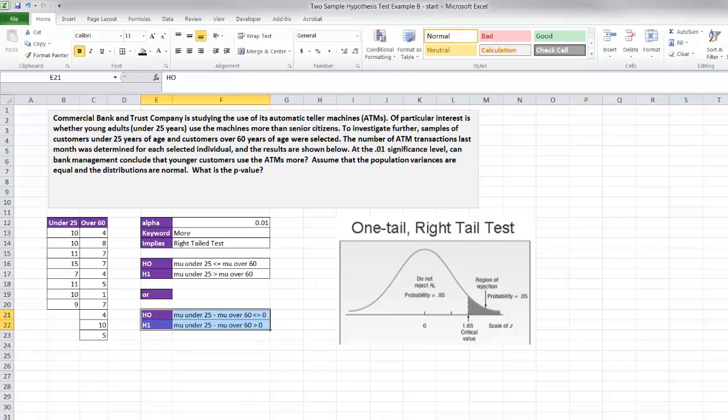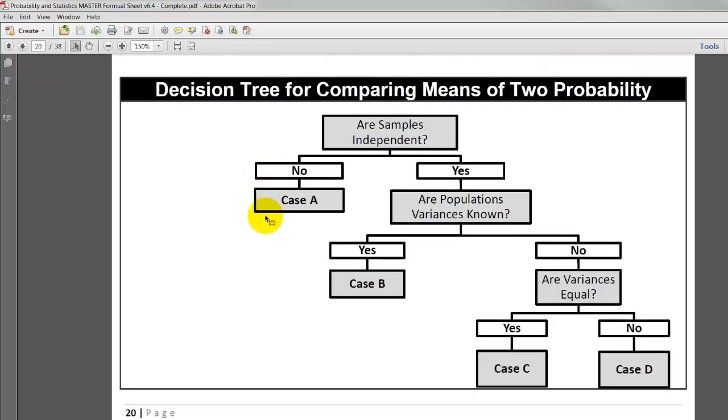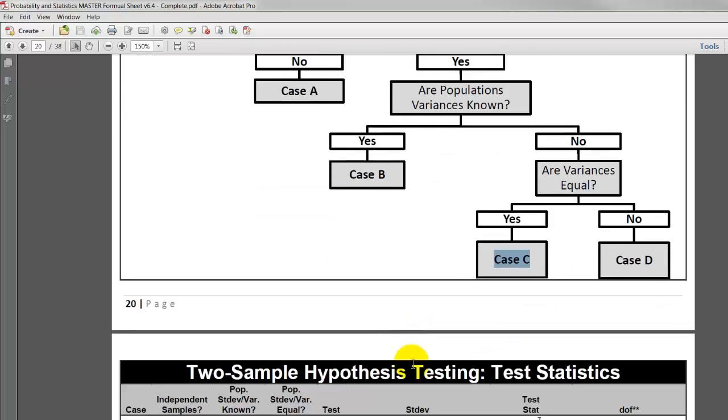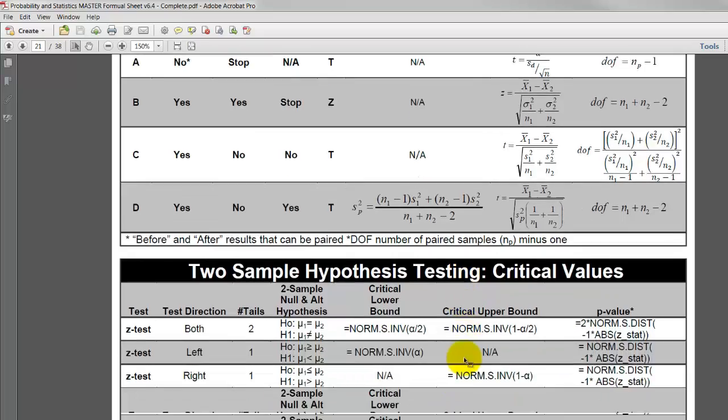Let's go ahead and go to the formula sheet and look at what test we should run. Let's go ahead and look at both trees. Are the samples independent? Yes, they are. Population variance is known? Well, we don't know them, but in the next part of the question, variance is equal, and that is yes. So we're dealing with type C here. Type C, if we were to calculate it manually, would be here. And again, that's a little bit of a nightmare to calculate manually.